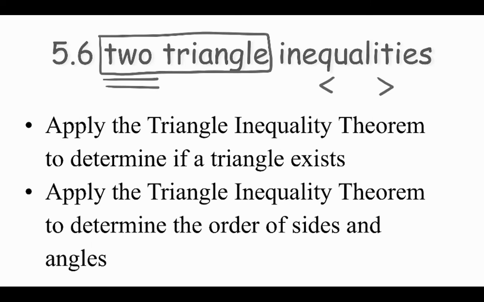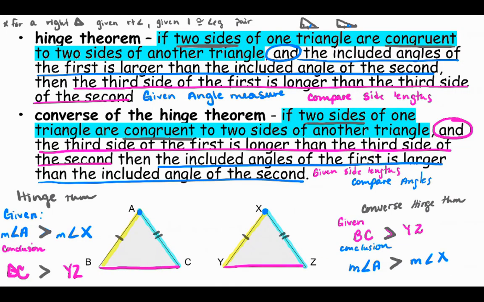So these are the notes and examples for 5.62 triangle inequalities. We're going to use what is known as the hinge theorem and its converse. When you're looking at this, one key thing is that we have to have two sides of one triangle congruent to two sides of another triangle. So this creates our congruent set of hinges to work with.